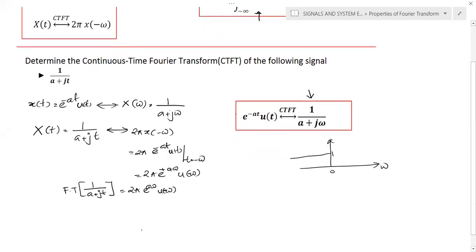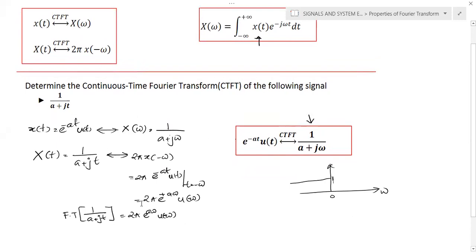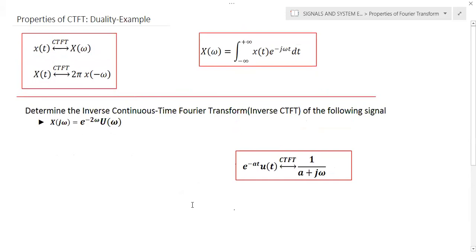So instead of using the direct method, we are using the duality property to solve this problem. Now we'll discuss another question. Here the signal is given by e raised to minus 2 omega into u of omega. We need to find the inverse continuous time Fourier transform of the signal X of omega equal to e raised to minus 2 omega into u of omega.